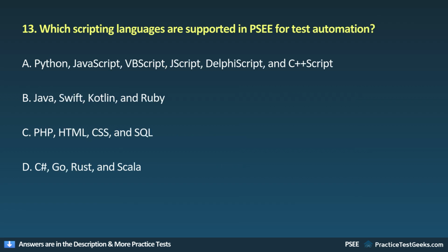13. Which scripting languages are supported in PSEE for test automation? A. Python, JavaScript, VBScript, JScript, DelphiScript, and C++Script. B. Java, Swift, Kotlin, and Ruby. C. PHP, HTML, CSS, and SQL. D. C#, Go, Rust, and Scala.